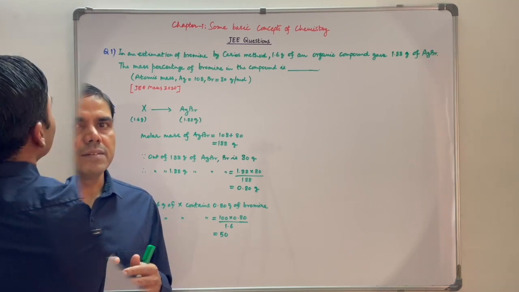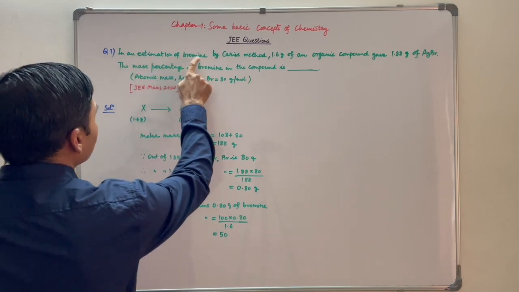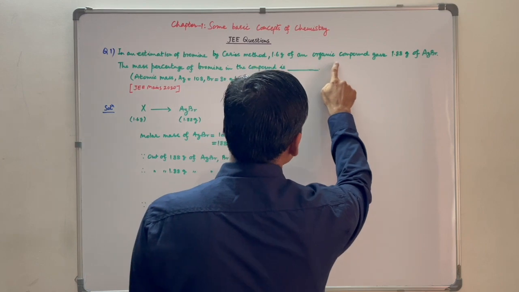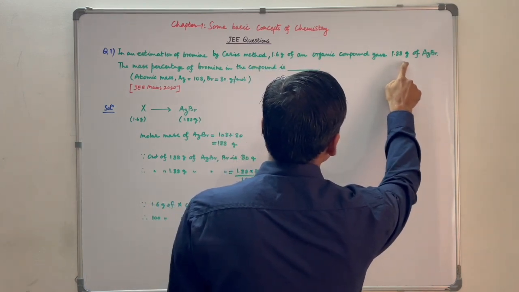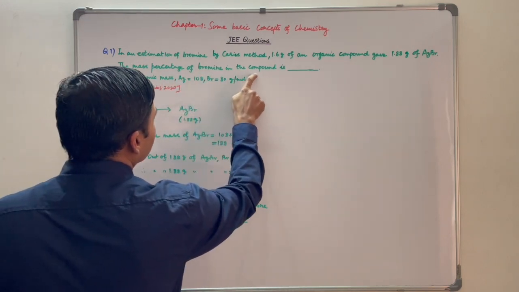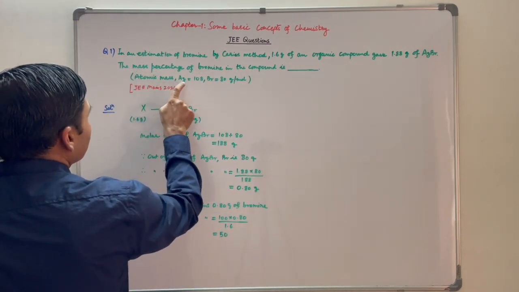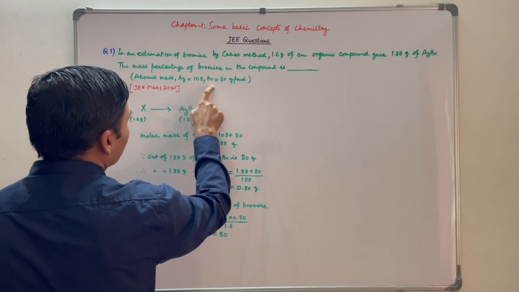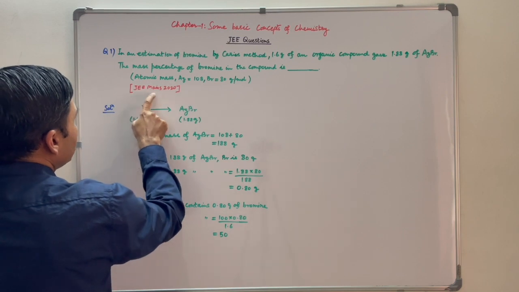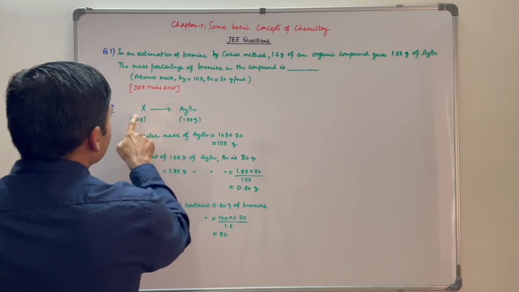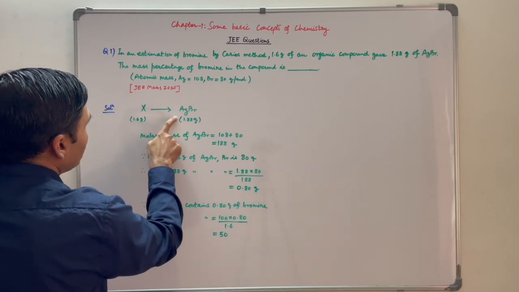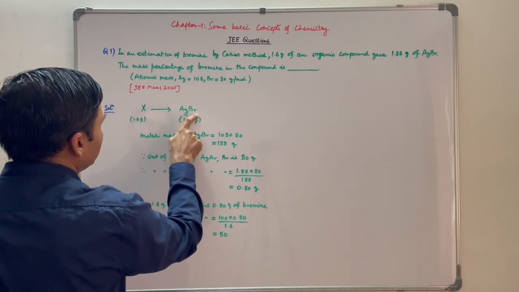So let us start. First question, in an estimation of bromine by Carius method, 1.6 gram of an organic compound gave 1.88 gram of AgBr. The mass percentage of bromine in the compound is, atomic mass of Ag is 108 and that of bromine is 80 gram per mole. This question appeared in JEE Mains 2020. Suppose X is organic compound. 1.6 gram of X gave 1.88 gram of AgBr.